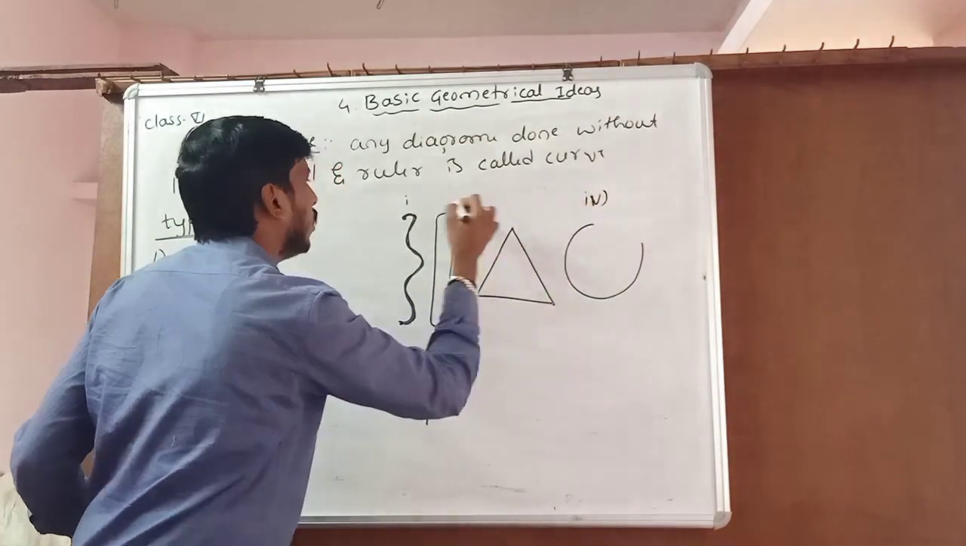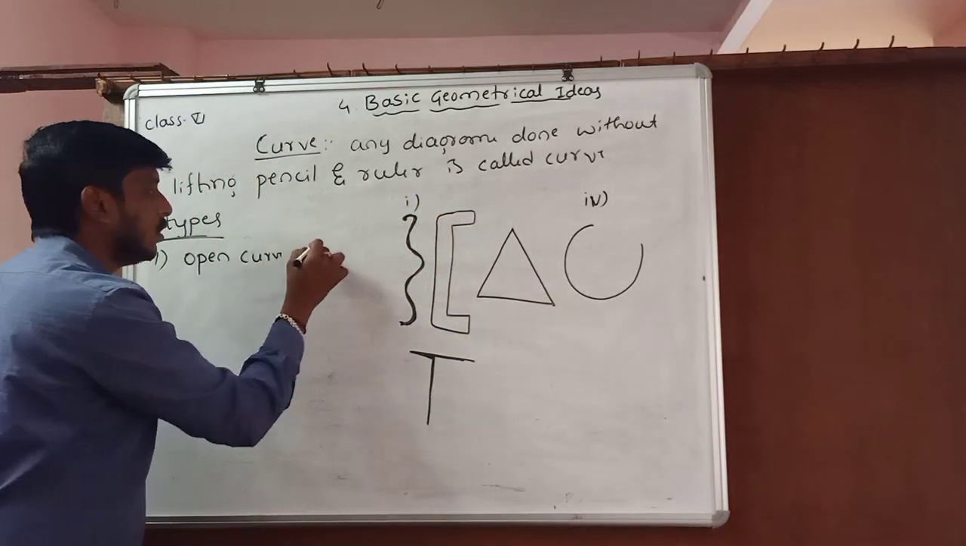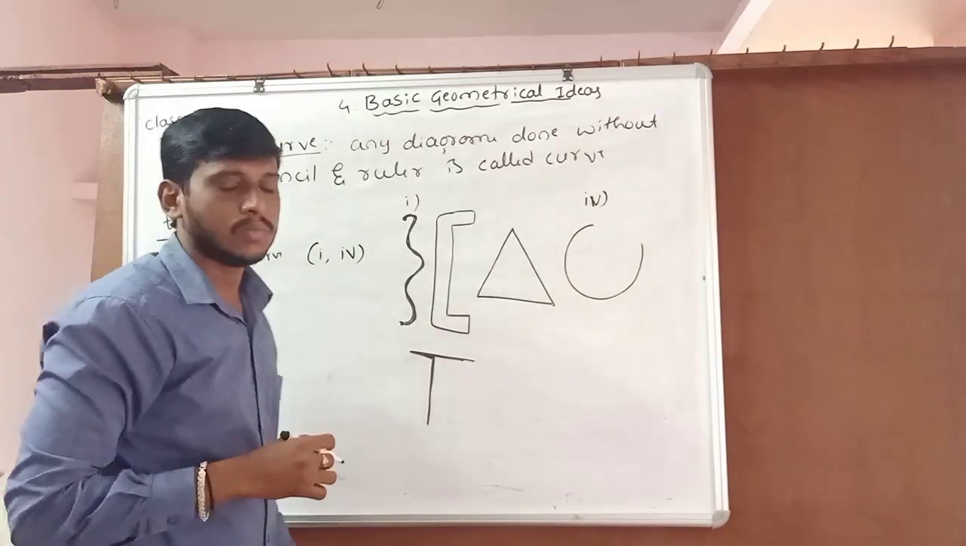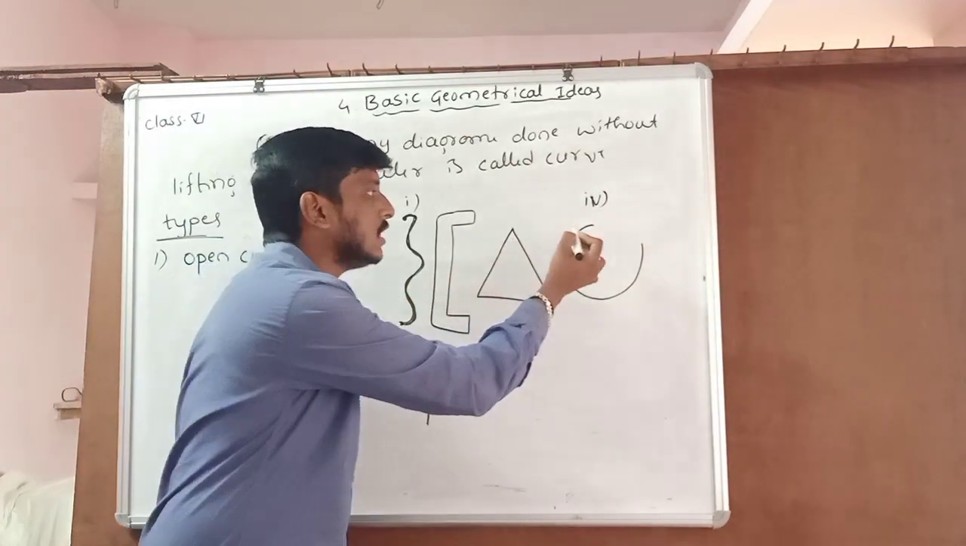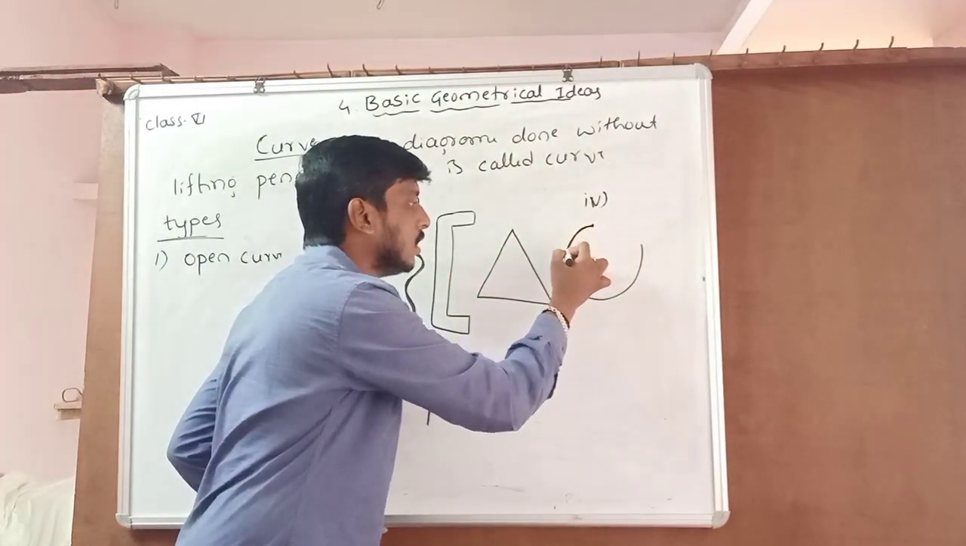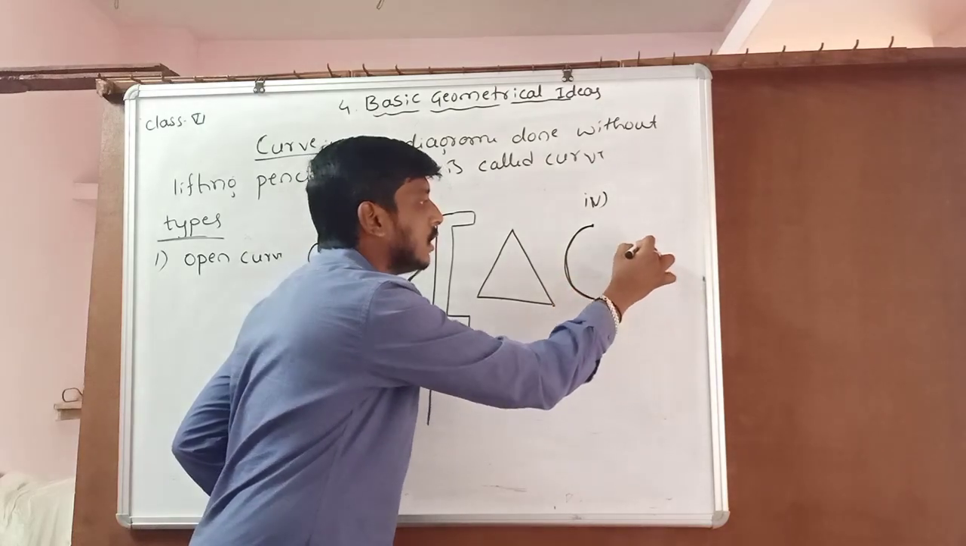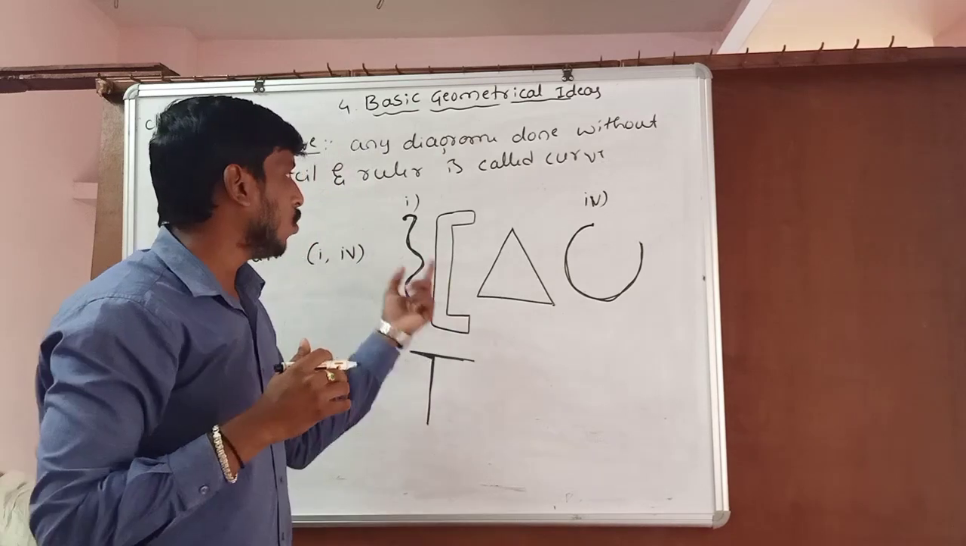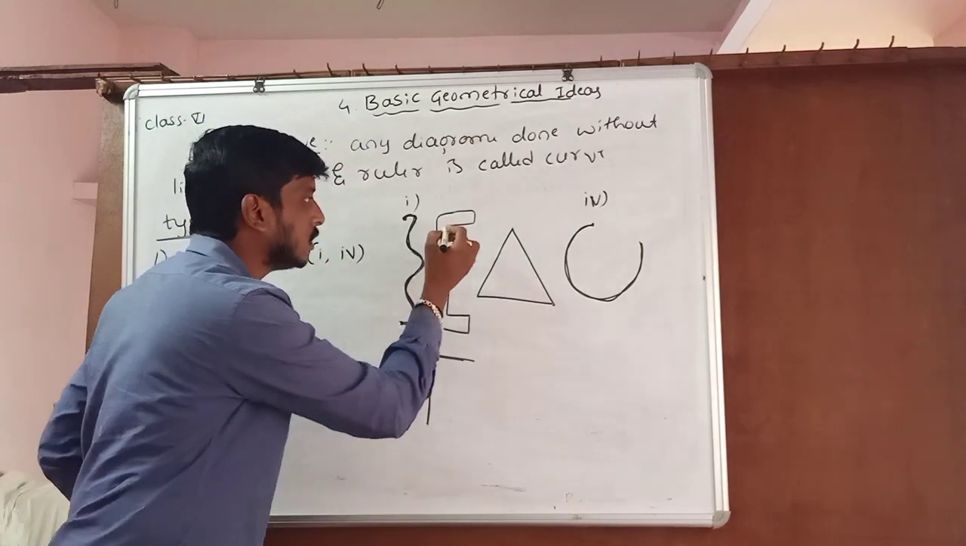So here the first one and fourth one are what? Open curve. What do you mean by open curve? Initial and final ends never join or never meet. Such types of curves are called what? Open curve.